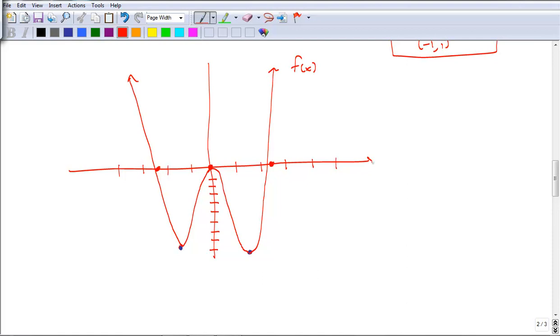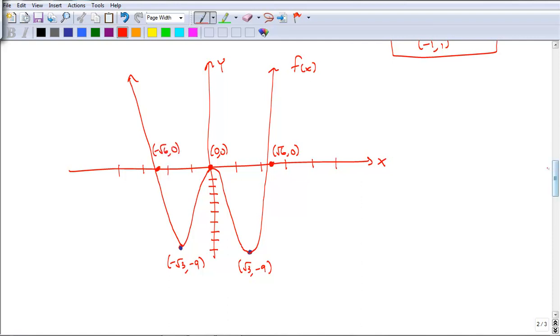Notice I didn't really need the second derivative. I really just used the first derivative to help me get the shape. I know this is root 3, negative 9. This is negative root 3, negative 9. This one is 0, 0. Root 6, 0. These are the x-intercepts.